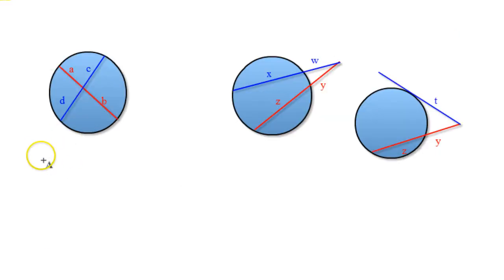Now, segment lengths don't have anything to do with angles, but they actually have some cool relationships. So A times B is going to be equal to C times D. That's that simple formula for this one right here. Now, is this set up like a proportion? Yes. Is it a proportion? Not exactly, but that's where the idea does come from.